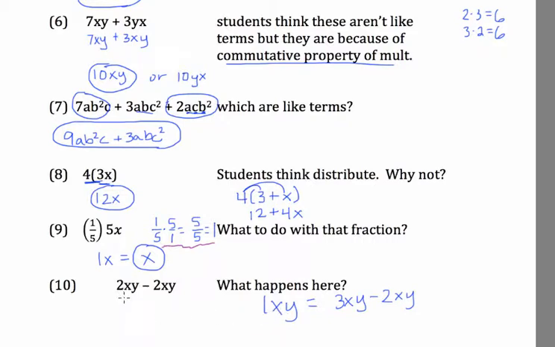So what does happen here? 2xy minus 2xy equals nothing. Or you could write 0xy. But what will happen here is 0 times anything will become 0. So 0xy just becomes 0. 2xy minus 2xy is 0.